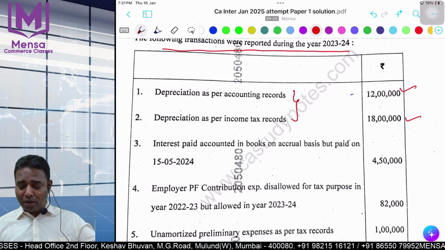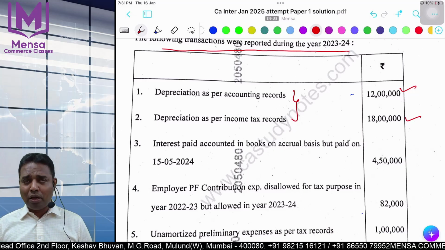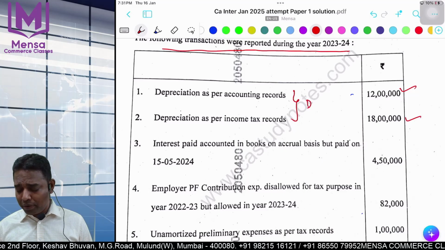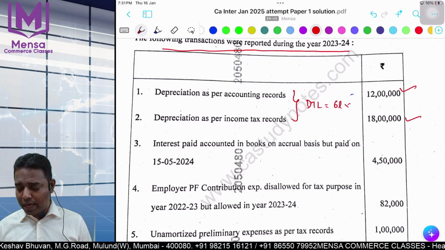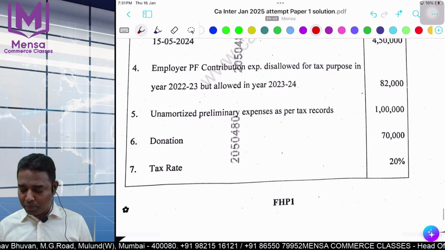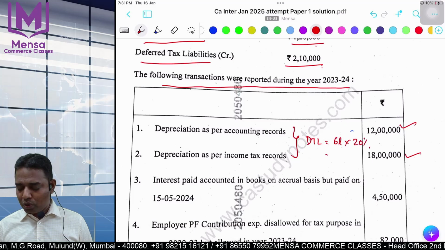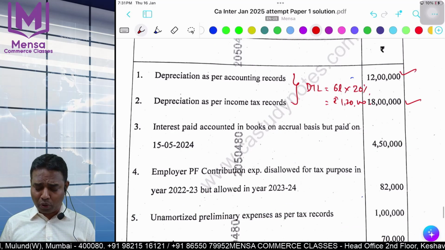So logically, with the accounting depreciation being lower, accounting income will be higher and taxable income will be less. Obviously, you would have created a deferred tax liability. How much will it be? 18 lakh minus 12 lakh, that is 6 lakh into whatever is the tax rate. How much is the tax rate? 20%. So 20% tax rate. Very obviously 1,20,000 DTL you would have created for this transaction, since it's a question on AS22.